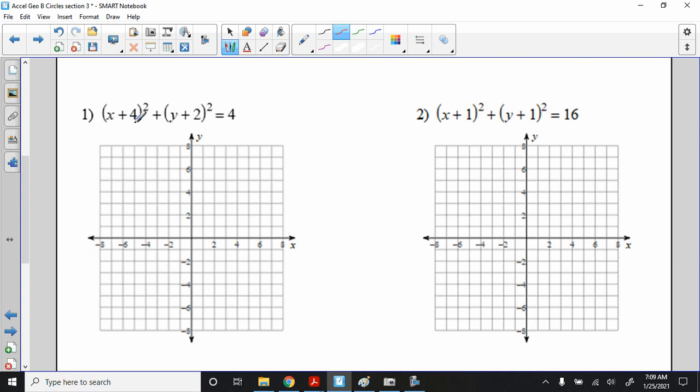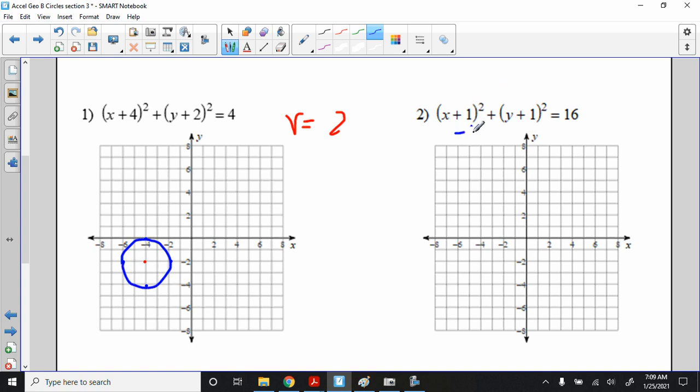Change the sign so the center is -4 and -2. So my center is -4, -2. Radius, it has to be a square root of 4, so the radius here is 2. All I do is I go in each direction twice. So this way 2, west 2, south 2, north 2, and I do my best to make it a circle.